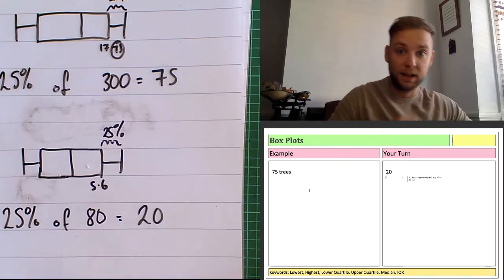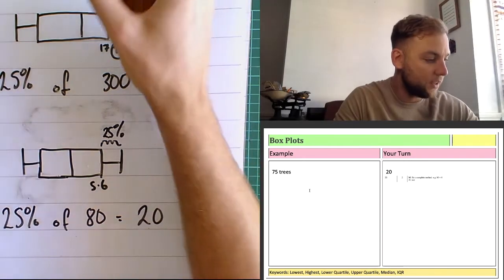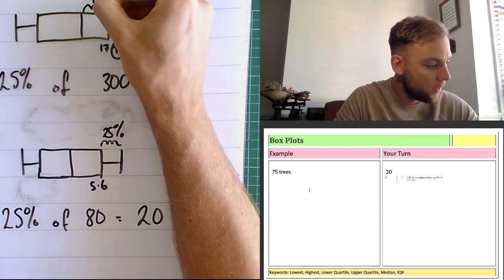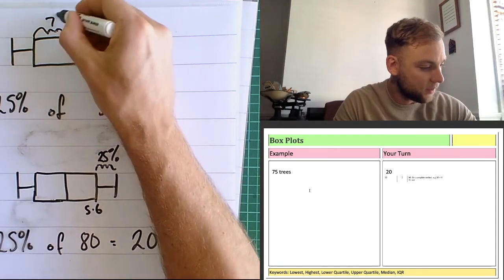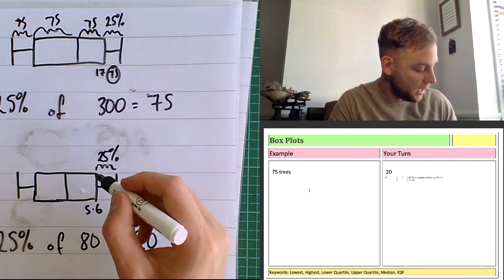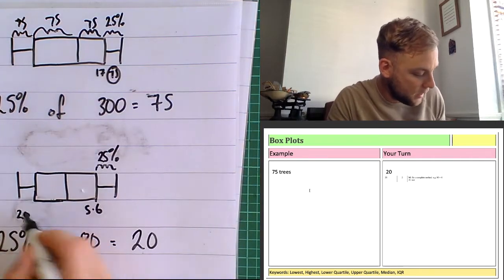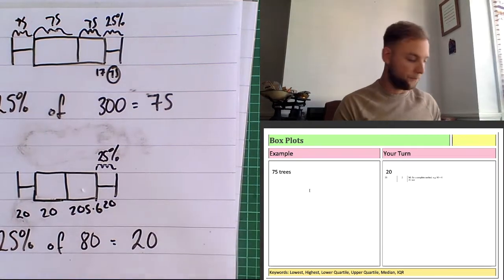75 and 20, brilliant. Remember, it's about splitting it up into quarters. So I know that each of these quarters here, in this one, would be worth 75, 75, 75, and 75. And each of these quarters would be 20. So it's 20, 20, 20, and 20. Each of these quarters, brilliant.